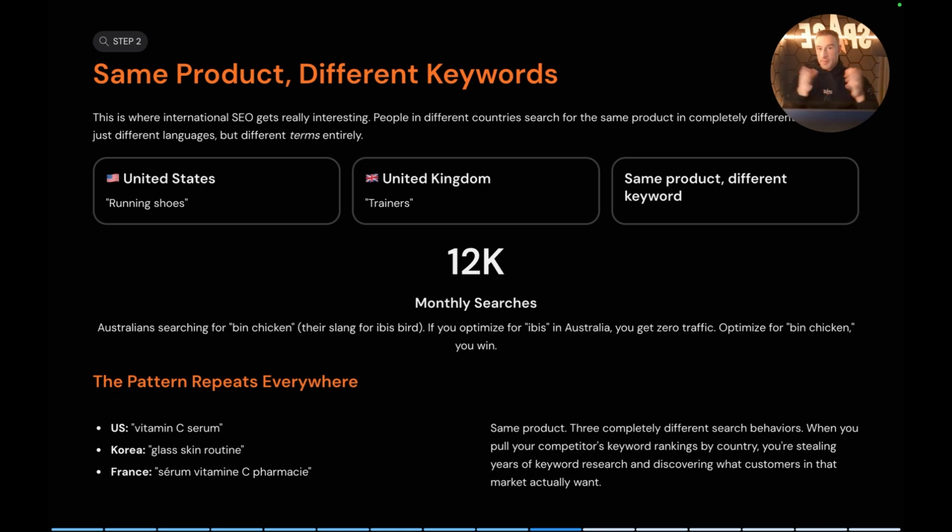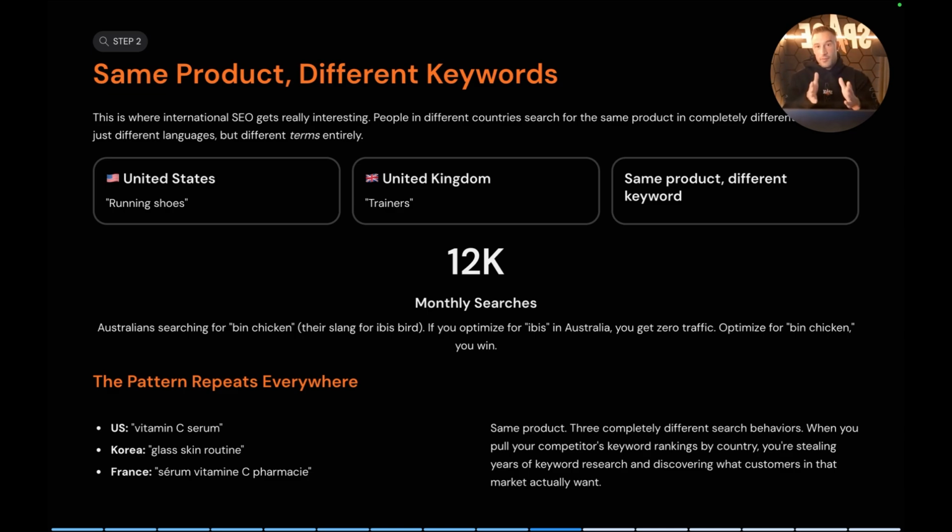So when you pull competitor keywords by country, you are not just looking at what they're ranking for, you're also learning. You're seeing what customers in that country actually call the product, and what intent shows up in these markets. Is it mostly commercial? Is it informational? Is it comparison driven? And which topics actually drive demand? This is one of the main reasons why translation-only strategies totally fail, because if you translate keywords instead of doing local research, you end up optimizing for terms that nobody actually searches for in that market, and you will get no traffic at all.